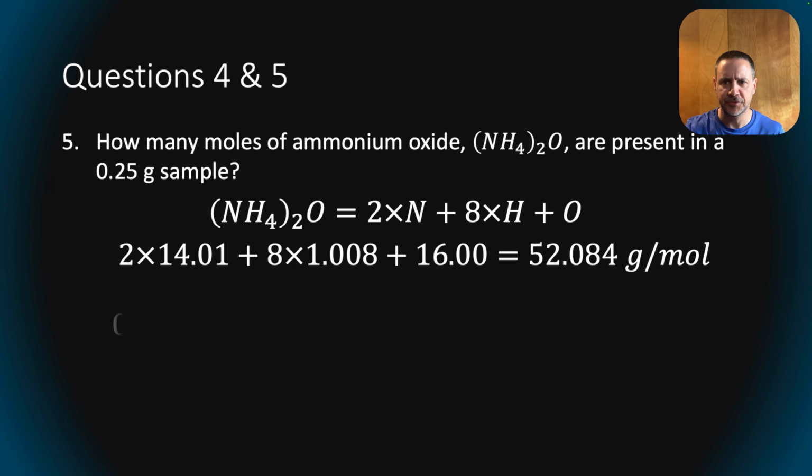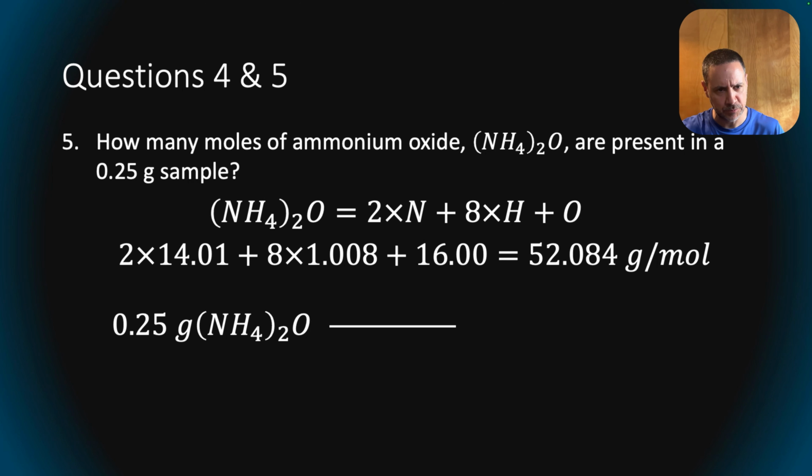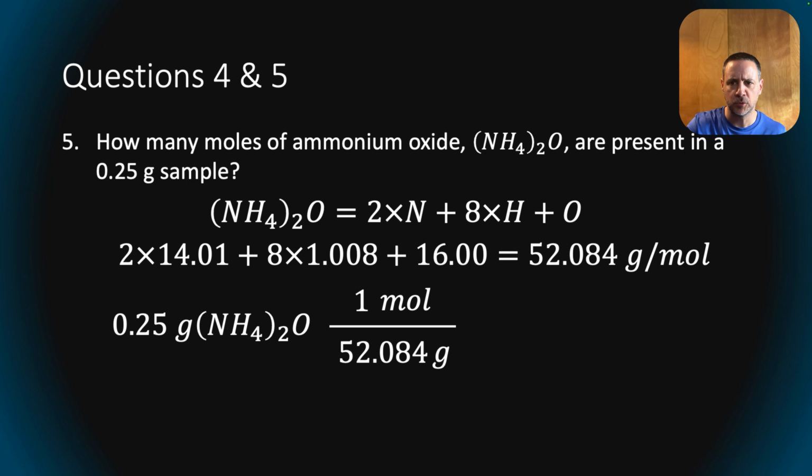Starting with 0.25 grams of this thing, fraction bar. In this case, I have grams, that goes on the bottom. I want moles. The 1 always goes next to the moles. 52.084 goes next to the grams. So 0.25 divided by, since it's in the bottom, 52.084 equals this thing.